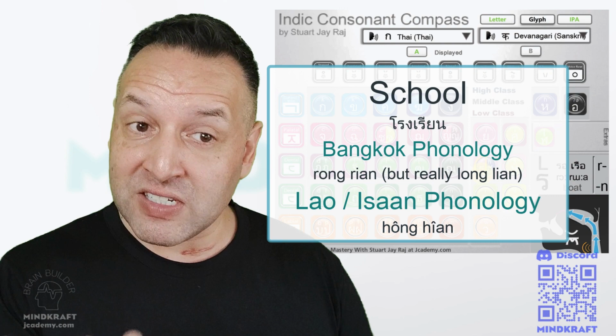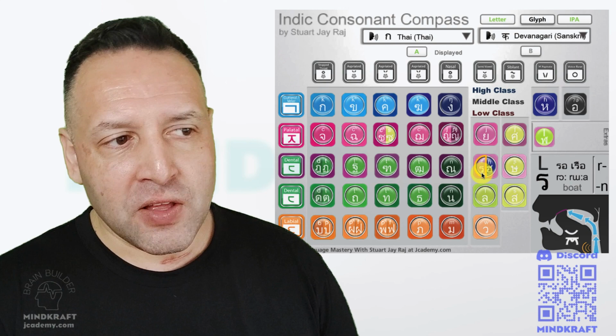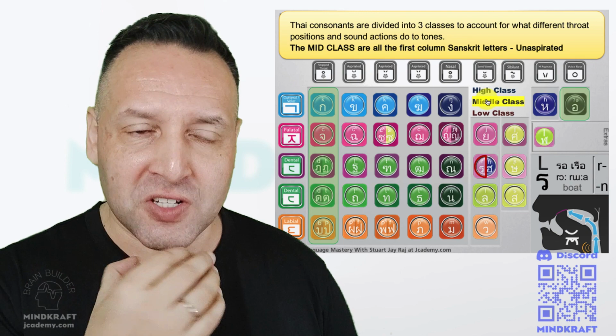Or is there a way that the native speakers of a given dialect could just look at the spelling and know, oh, this is how we say this letter, and look at the same spelling but pronounce it correctly in their dialect? And then finally, there are tones. Now, if you read Thai, you would know that this column here, we call the middle class, this first column, and they're all the ones that are stopped in the throat. Tones are not pitches. Tones are throat positions. The pitch is just a byproduct.